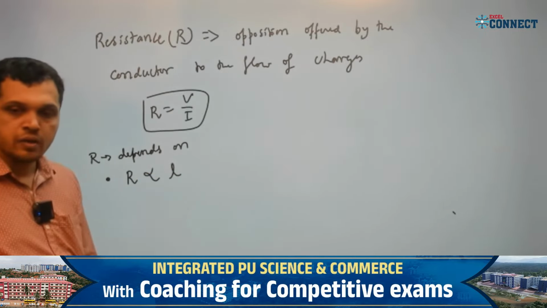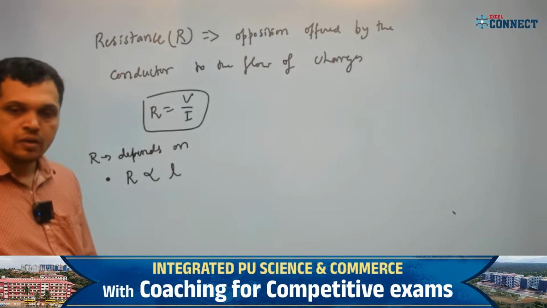For example, I will take a conductor. Assume it is a conductor of length L, and its cross sectional area I will take as A, and the potential difference across this is V. V is the potential difference across this conductor. Now what is the resistance? How can we write the resistance of this conductor? Resistance of this conductor R is equal to V by I, correct? R equal to V by I.